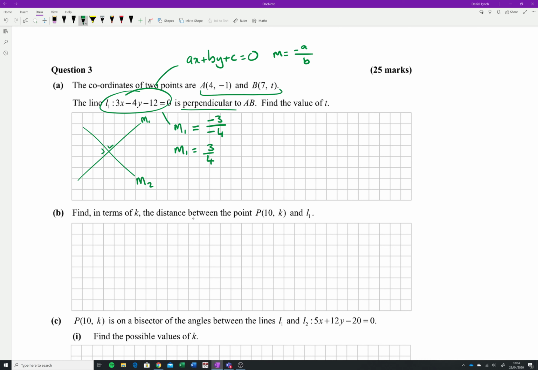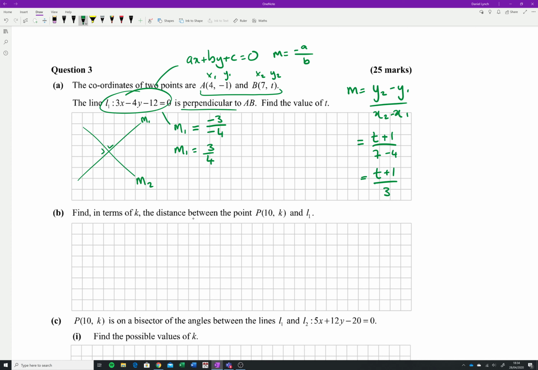We now need to get slope 2. That second slope, which is of AB, we can get using the formula: m for slope is equal to y2 minus y1 over x2 minus x1. So we label these x1, y1, x2, y2. It's going to be, let's see, y2 is t minus y1, so that's minus -1, that's +1, over x2, which is 7, minus x1, that's -4. So we end up getting t plus 1 over 3.